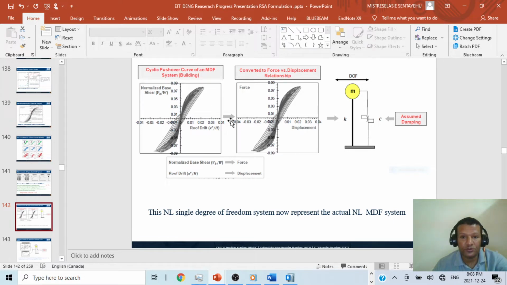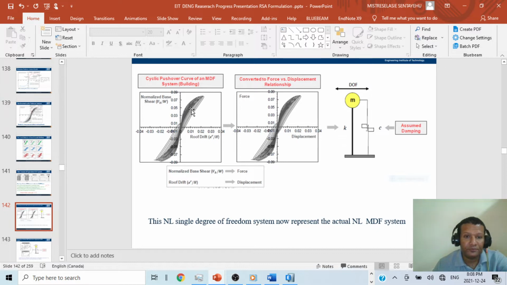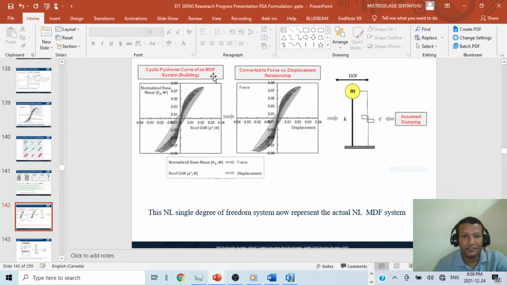So as I showed you a while ago, this is how we do it. Once we capture this hysteresis loop, then we can use it.